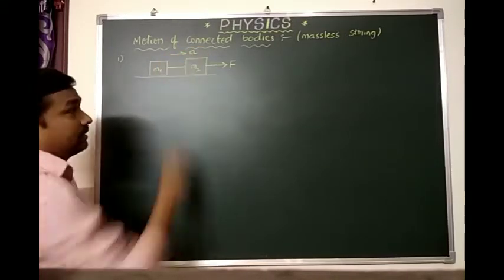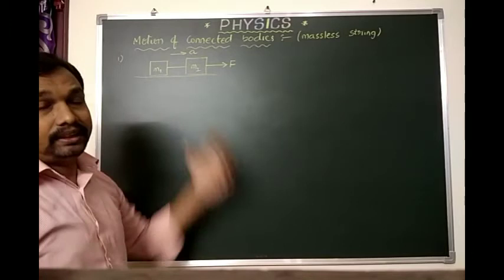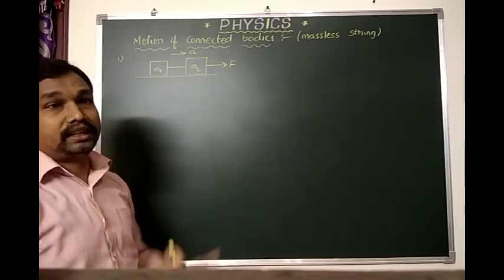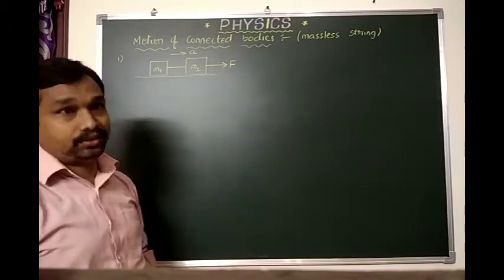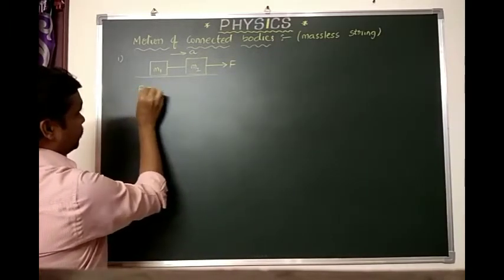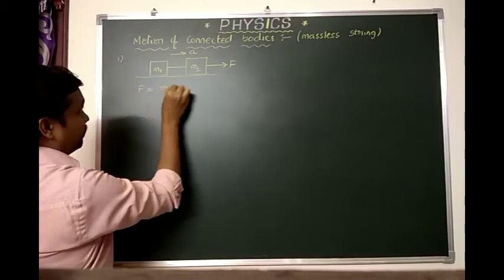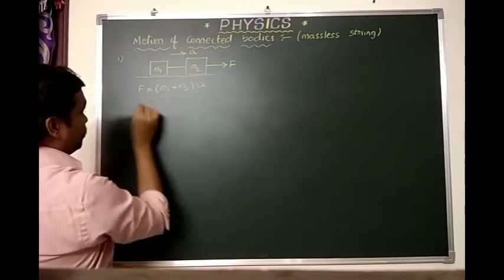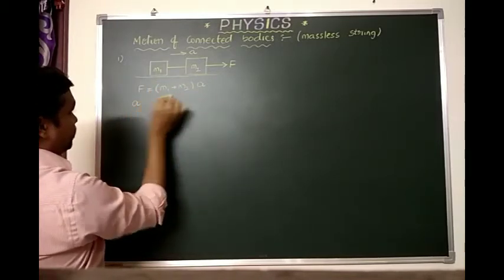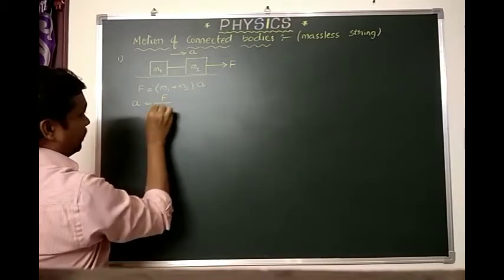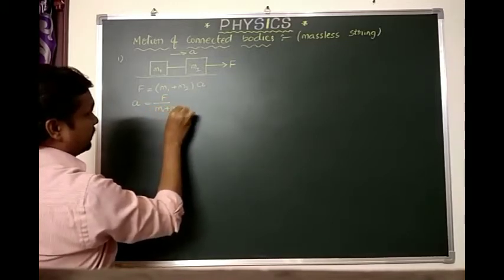What happens to the acceleration? Acceleration remains the same for both the bodies. Why? Because they are connected by a massless string. So what is the force exerting? F equals the minimum force (M1 plus M2) into A. So we can write the acceleration as F divided by M1 plus M2.